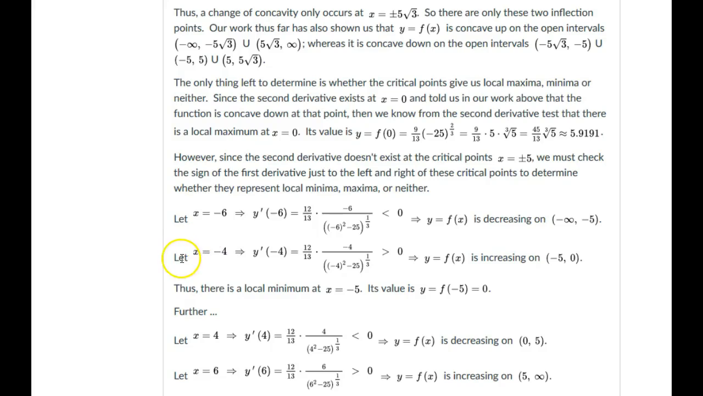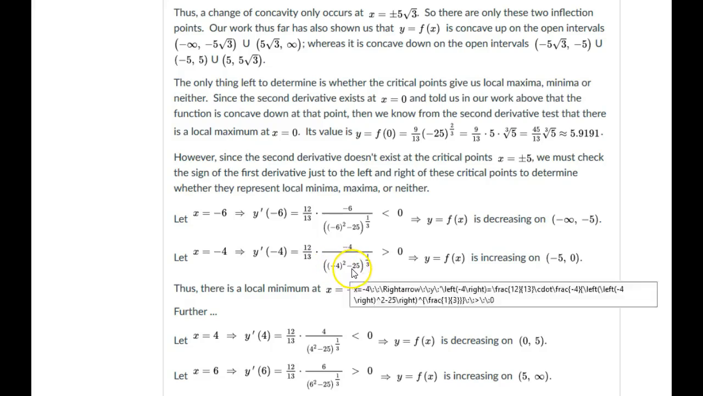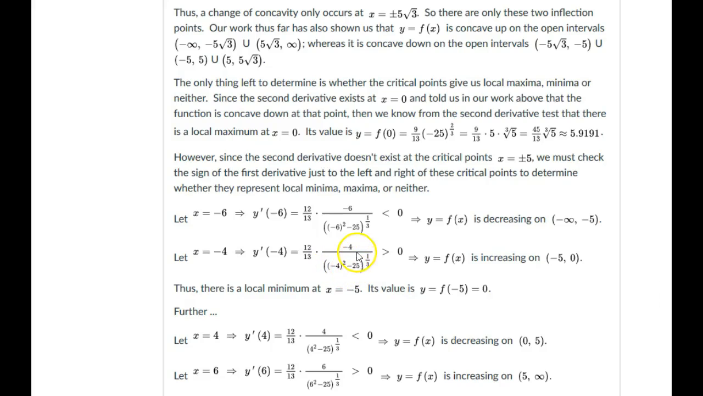So to the right of minus 5, let's check x equals minus 4. Y prime of minus 4, plug in minus 4, you get minus 4 over. Now this is 16 minus 25, which is minus 9. The cube root of minus 9 would be a negative number. So a negative number divided by a negative number is actually a positive number. So that means the function is increasing on minus 5 to 0.